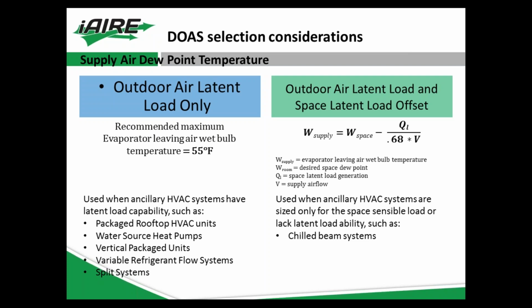and then split systems. And then conversely, when you have ancillary HVAC equipment that may not be great at pulling moisture from the air, so for example, chilled beams are often not as good at that, you're going to want to be able to size your dedicated outdoor air system to offset the latent load.